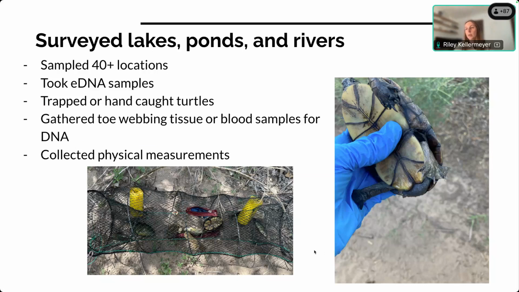We either trapped or hand caught turtles, for example, with a little net like this, or with your fingers. And then from the turtles, we either gathered toe webbing tissue, like here, just a little snip, or blood samples for DNA, and then collected physical measurements like length, weight, sex, that kind of thing.